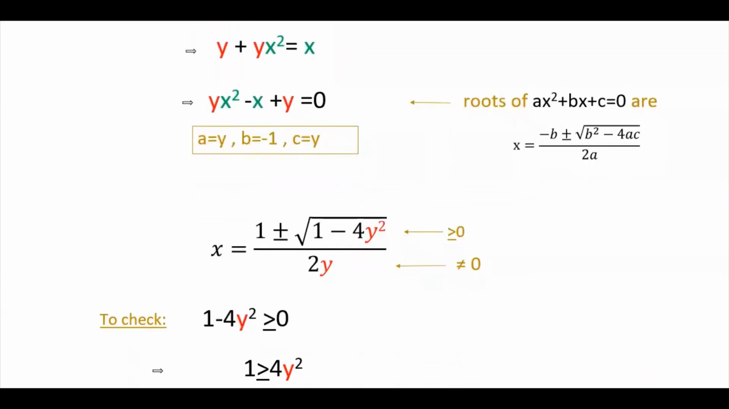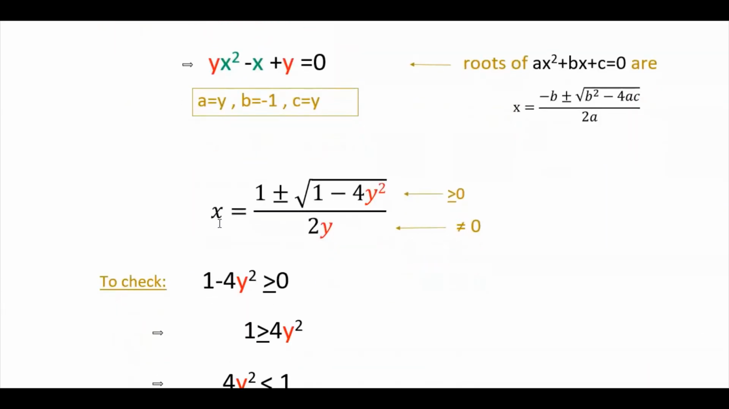So you have to apply all these values here to find the roots, that is x. x is equal to minus b, so minus of minus 1, that is 1, plus or minus square root of b square, so minus 1 whole square, that is 1, minus 4ac, 4 into y into y, that is 4y square, by 2a, so 2 into y. So these are the roots of the function, x is equal to this one. And here y is in the numerator and y is in the denominator also. So you have to check both these cases.